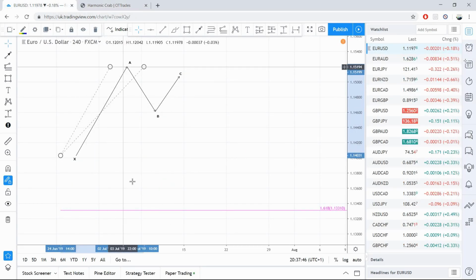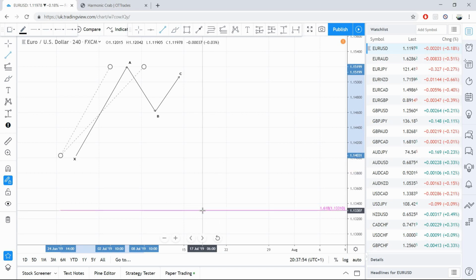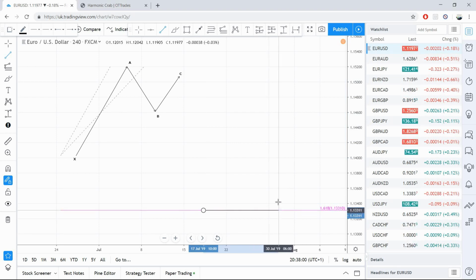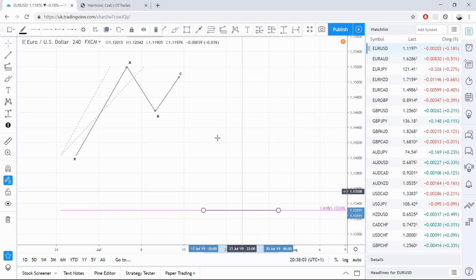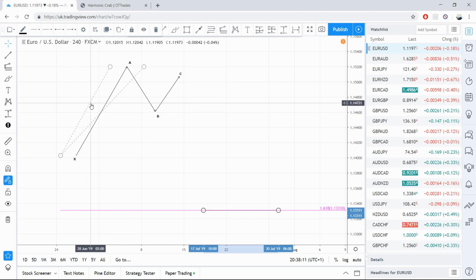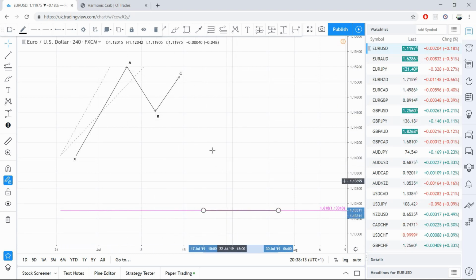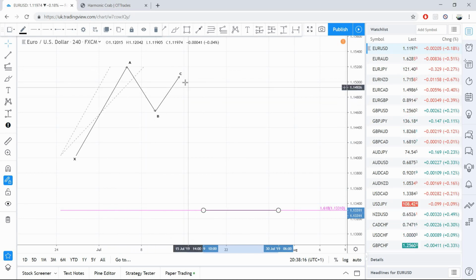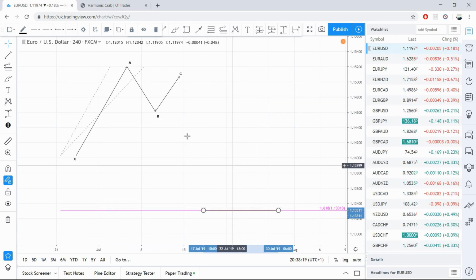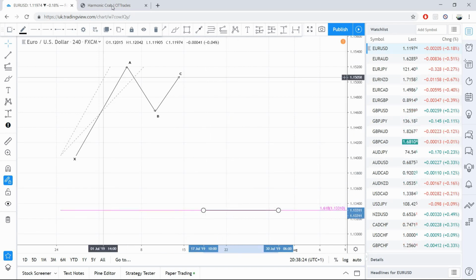So we've got our X to A leg, and we've got the 161.8% extension here. So I'm just going to draw a line here at that point. As you can see, the D point or the PRZ is quite a deep extension, it's quite a distance away from the rest of the pattern, and that's common for crab patterns. All of the crab patterns have a D point significantly further away from the rest of the pattern. It's quite a large or violent swing down to form that final point of these crab patterns here.